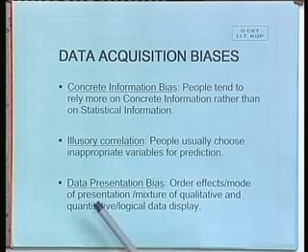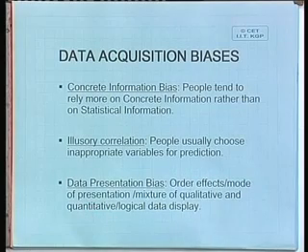Then illusory correlation. This basically says that people usually choose inappropriate variables for predictions. Basically it is like correlating one thing to the other, alright. One event has happened and the other event has also happened, and people tend to think that these two are related. Many a time it may not be so, right; you assume a correlation which really is not there.